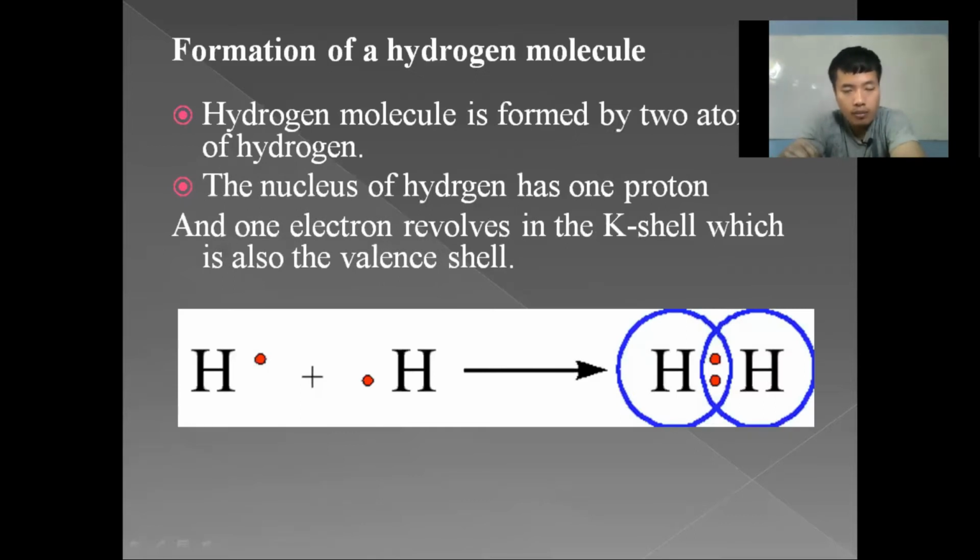Now let us see the formation of a hydrogen molecule. Hydrogen molecule is formed by 2 atoms of hydrogen. That means 2 atoms of hydrogen come together to form a hydrogen molecule. Hydrogen, we know, has only 1 electron in the outermost shell. So hydrogen cannot give or take electrons. When 2 hydrogens come together, they can only share electrons. And when they share electrons, they become stable and form a hydrogen molecule.